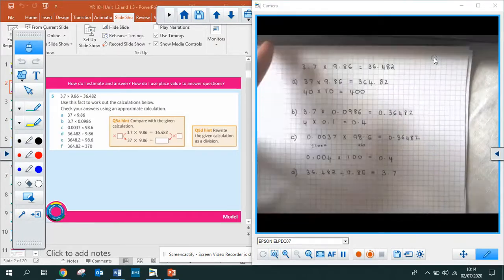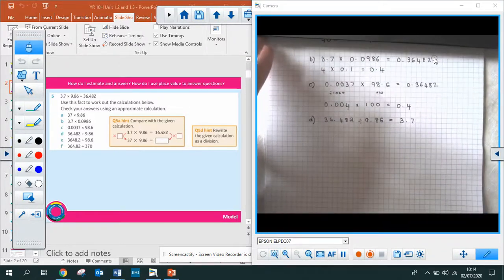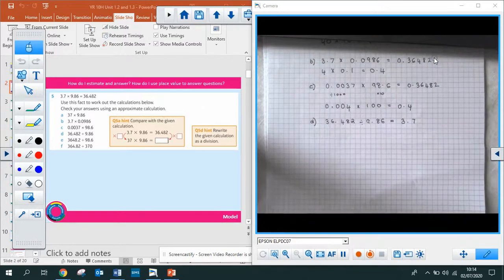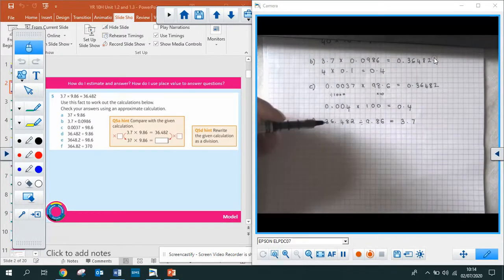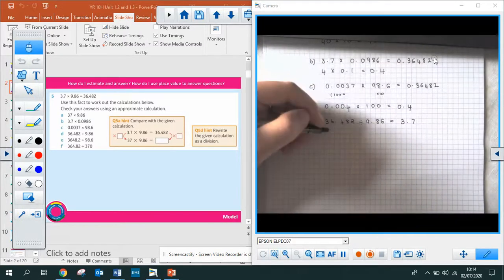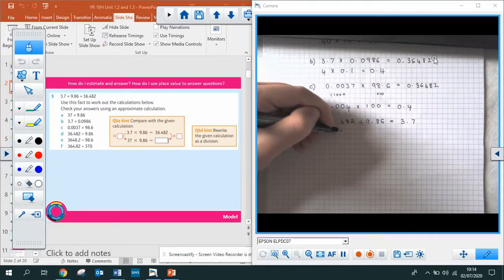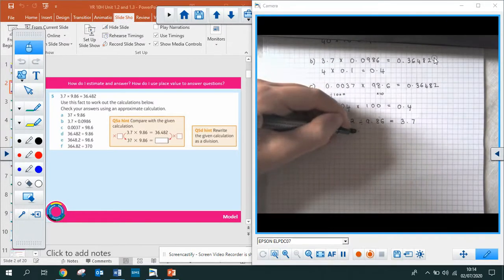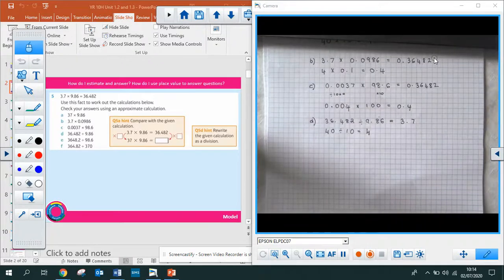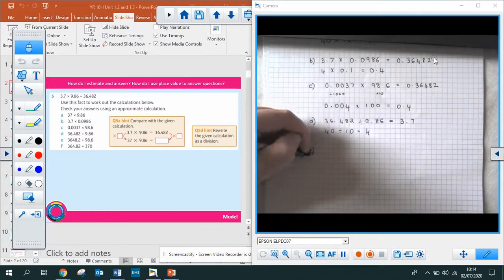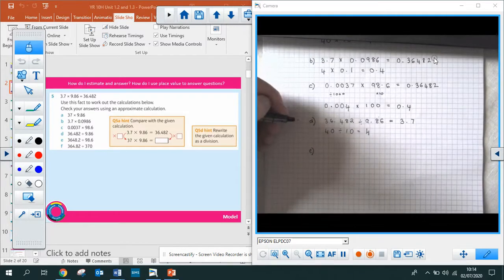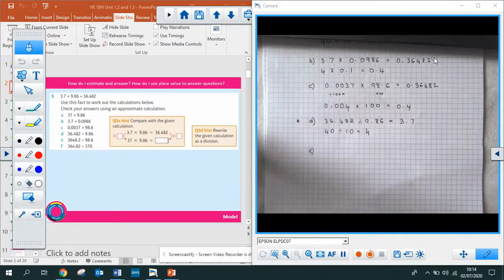We can use approximation now to check this and find an approximate answer to the solution. If I round this to one significant figure, it's going to be 40 divided by 10. So approximately my answer should be 4, and it is almost 4. Okay? Part E. I can now use that one as my fact, by the way, because of the rest of the division.